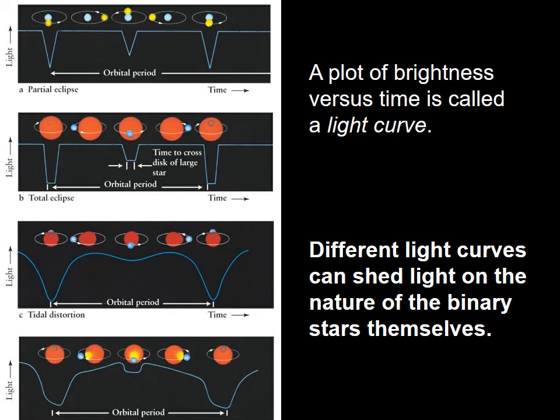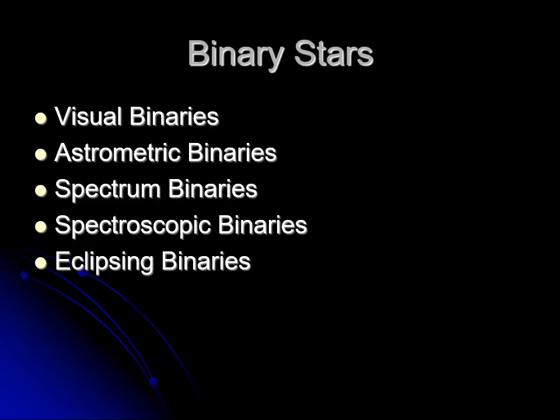Depending on how they eclipse, whether they partially eclipse each other, totally eclipse each other, a small one compared to a big one, or one of them's really hot and causes a bright spot on the other, it changes the light curve if you make a graph of brightness versus time. So you can actually learn a lot about the different kinds of stars by studying eclipsing binaries.